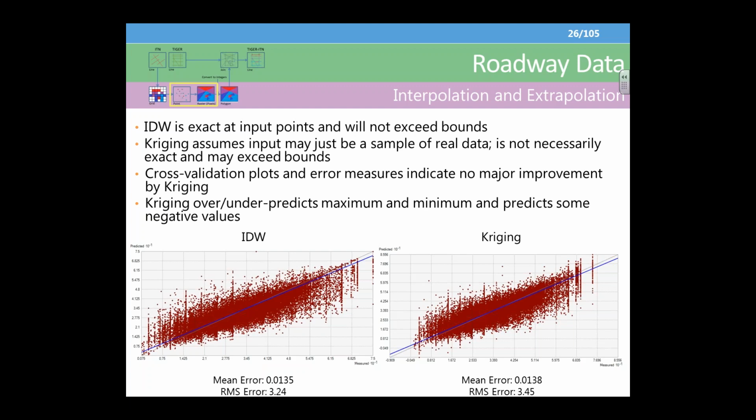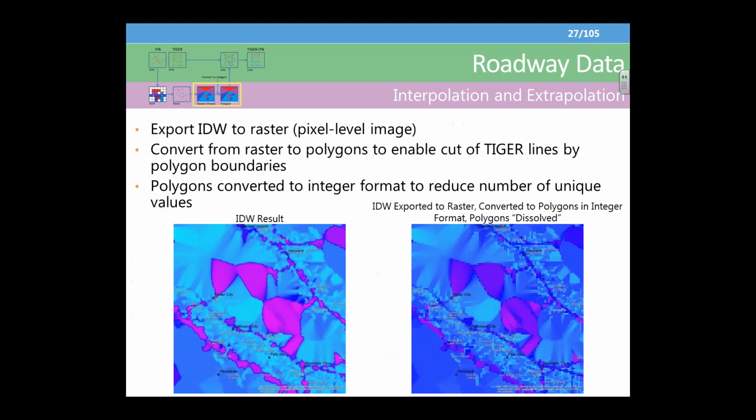In addition, we found when we looked at the data that the Kriging interpolation over-predicted and under-predicted. So we actually ended up with some negative speeds when we tried to use Kriging interpolation versus inverse distance weighted, and that just does not have a physical meaning. And so what we did at the end of the day decide to use inverse distance weighted. So essentially, this is the result of that.